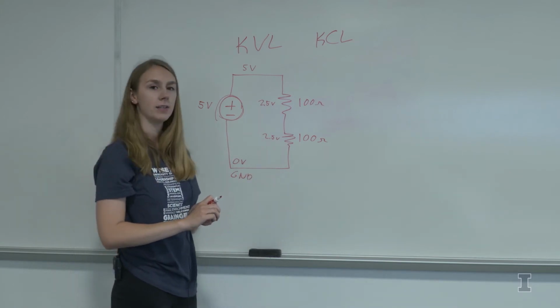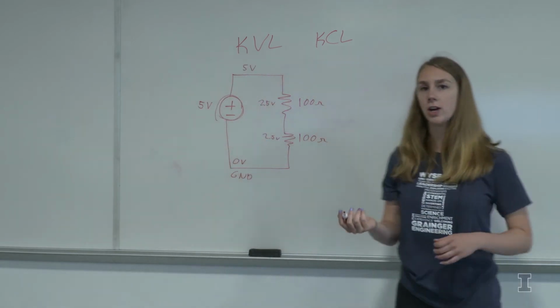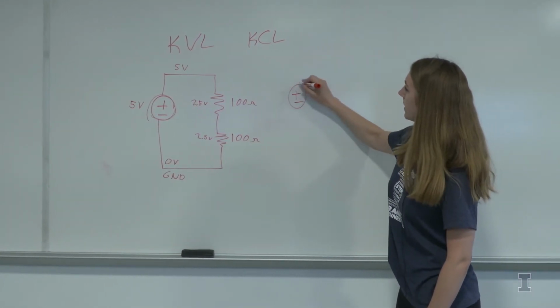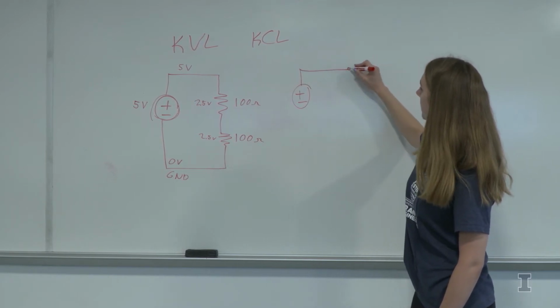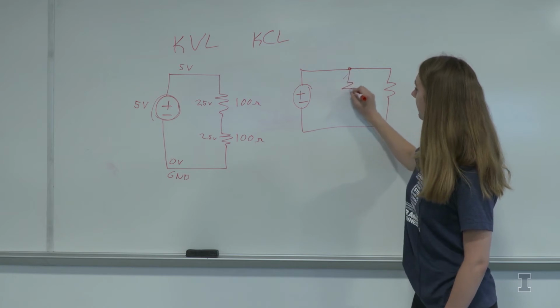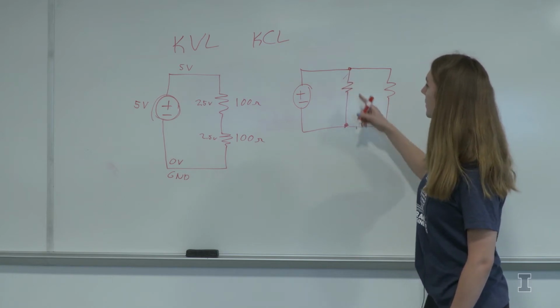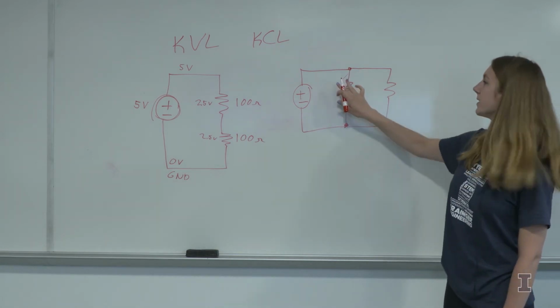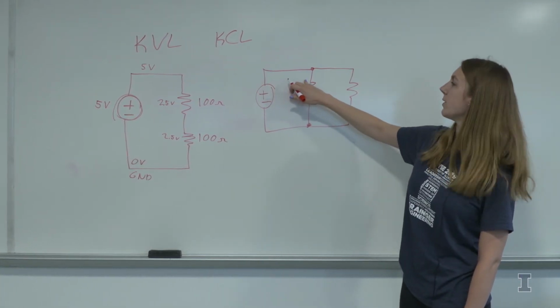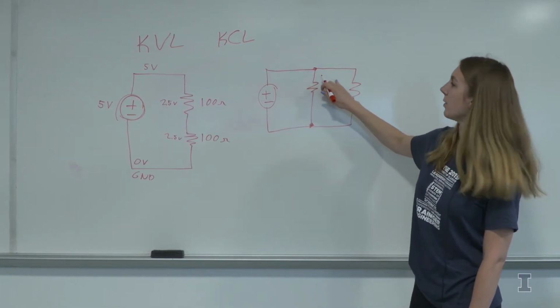So KCL is Kirchhoff's current law, and that says if you have a circuit with some nodes, so nodes are just where all the elements connect in a circuit, all the current flowing into the node is equal to the currents flowing out.